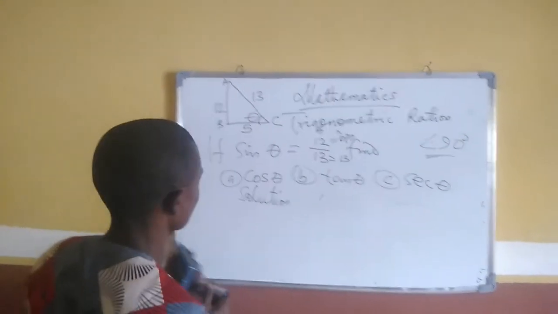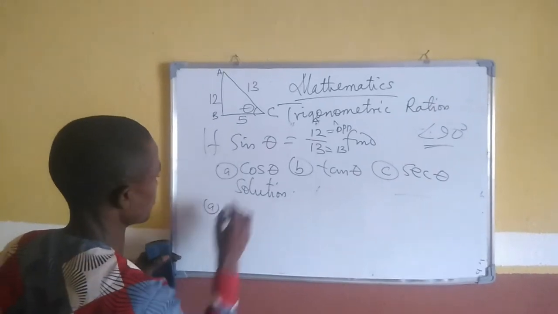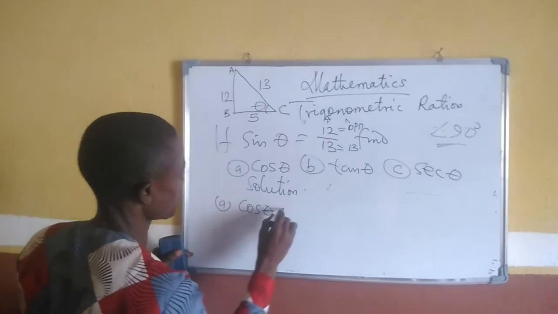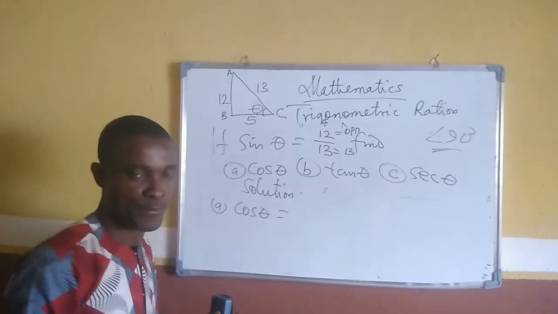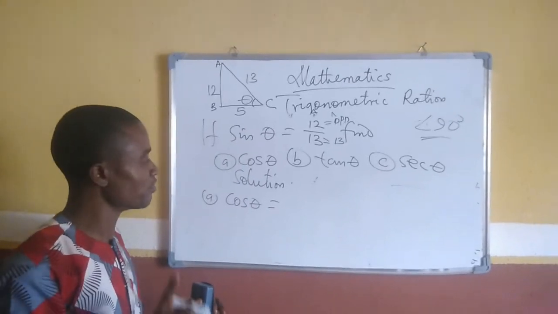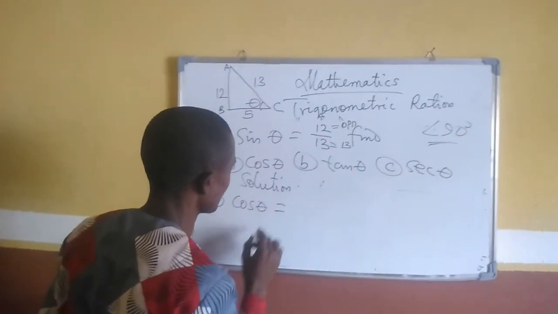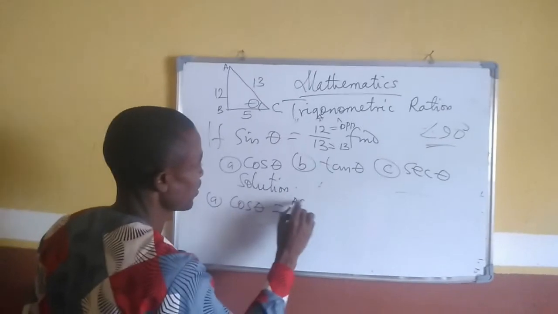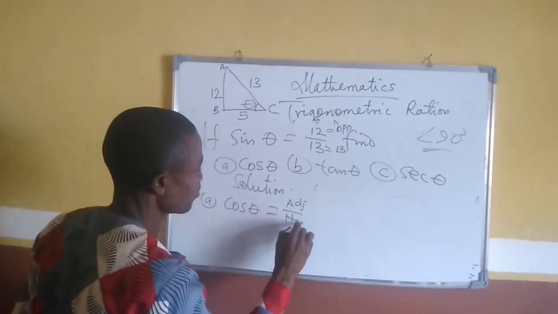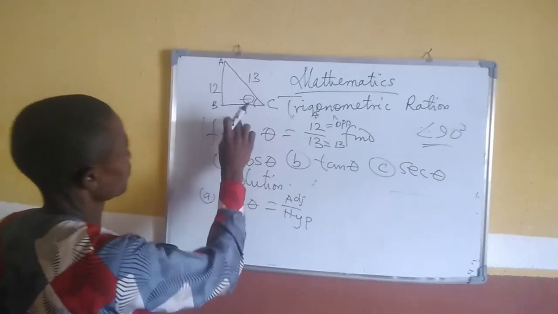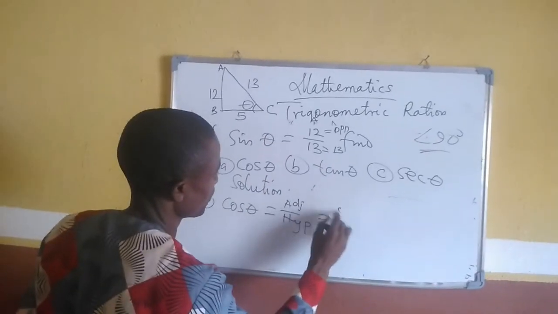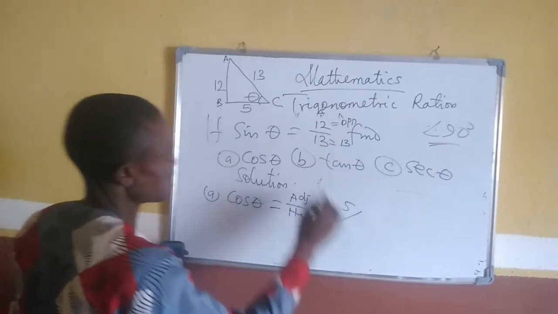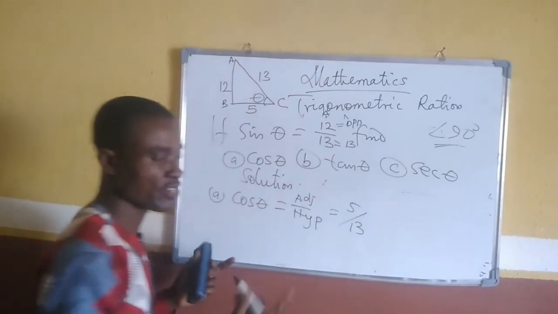The first one is, we have to find cos theta. Can you remember what's our cos theta? Very good. Cos theta is adjacent over hypotenuse. What's our adjacent? 5. And what's our hypotenuse? 13. So 5 over 13. Very simple.